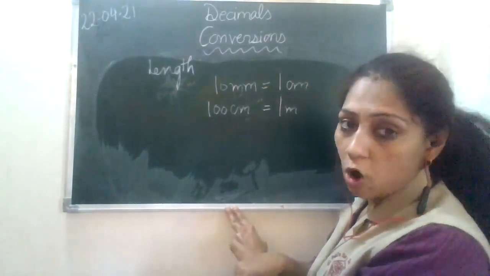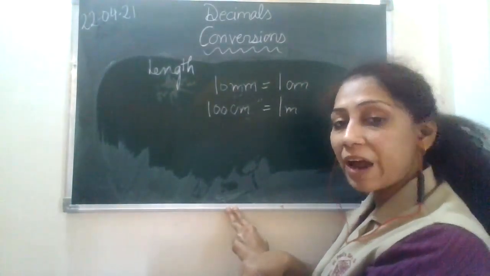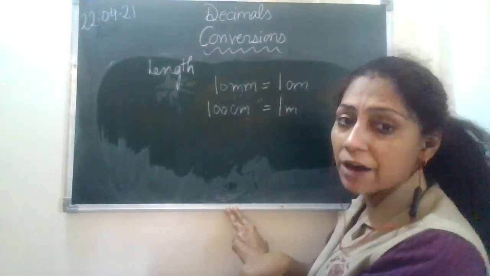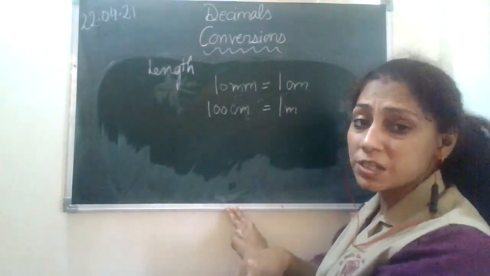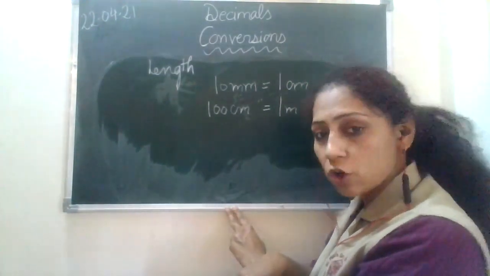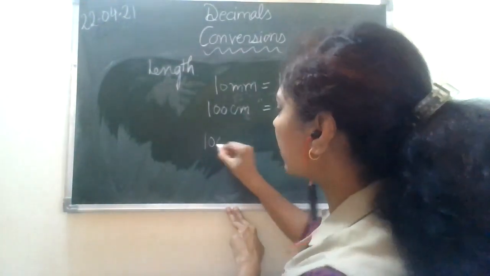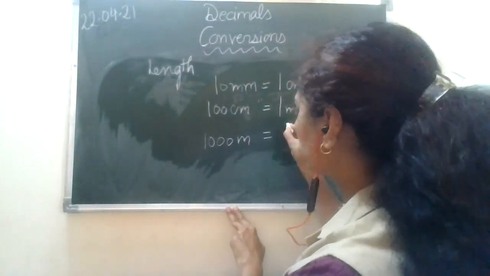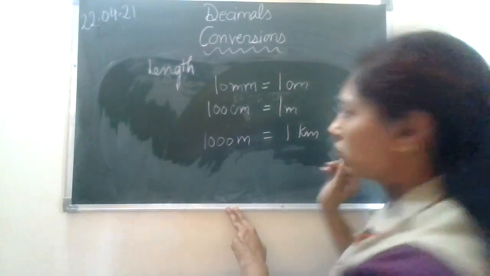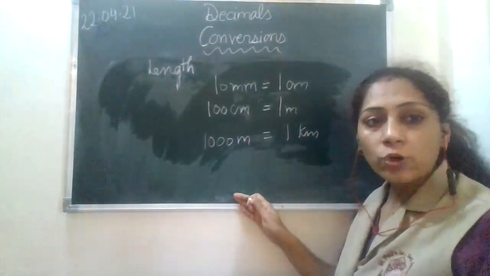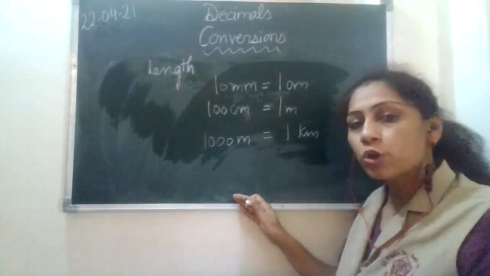And if you are traveling long distances, you say, I have traveled for 50 kilometers, 100 kilometers. The distance between the two cities is 500 kilometers. So how are the kilometers calculated? That is 1000 meters equals to 1 kilometer. Okay. Try to associate with the scale. First of all, jump onto the scale.